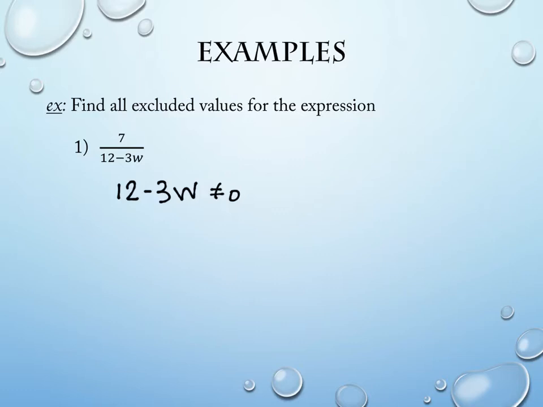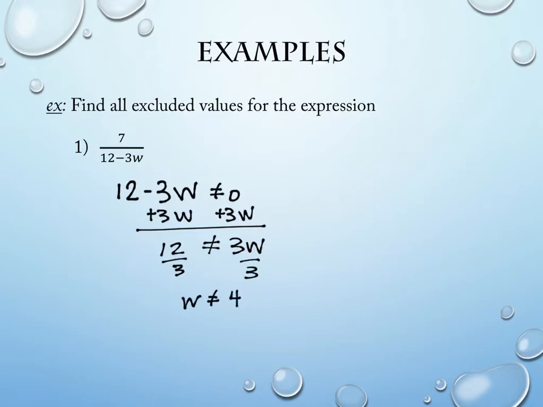So we would move the 12 or the 3w, your choice. I'll move the 3w to the other side. So you have 12 on the left and 3w on the right. Then what would you do? Yeah, you'd divide by 3. And what we would say then, of course, is that w cannot equal the number 4. Now, that's not exactly the domain, but it's the piece that's excluded from the domain. And that's how the question was asked here: find excluded values. The value that gets excluded is x, or w in this case. It can't be 4, because if w were to equal 4, the denominator would be 0, and we cannot divide by 0.